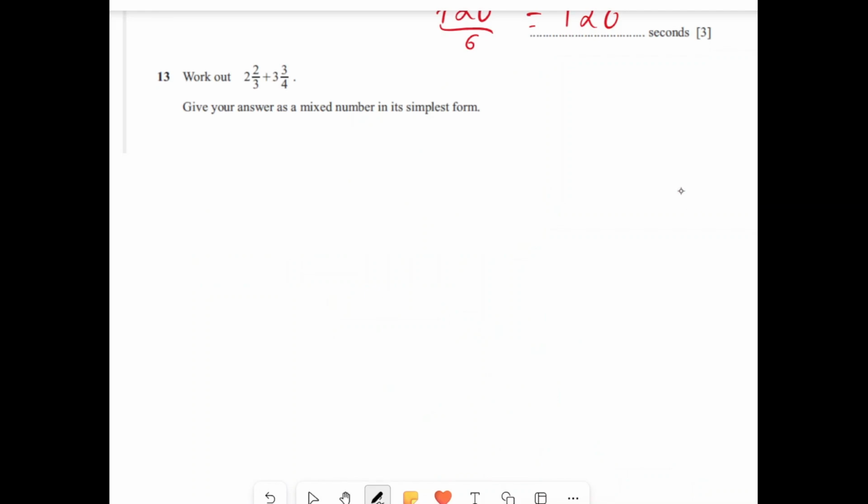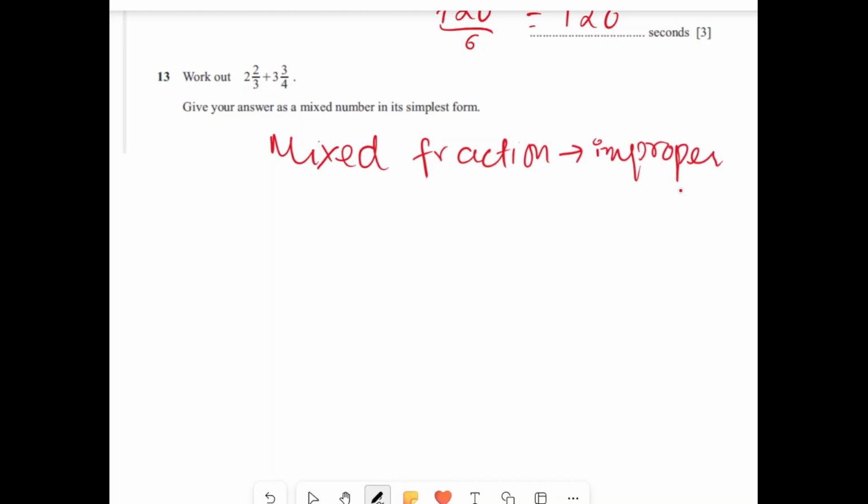Next part is: work out 2 and 2/3 plus 3 and 3/4. Give your answer as a mixed number in its simplest form. So these are mixed numbers, and we will convert these mixed fractions into improper fractions. So 3 times 2 is 6, 6 plus 2 will be 8 over 3, plus 4 times 3 is 12, 12 plus 3 is 15 over 4.